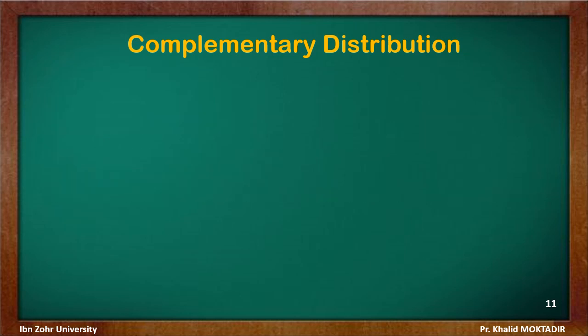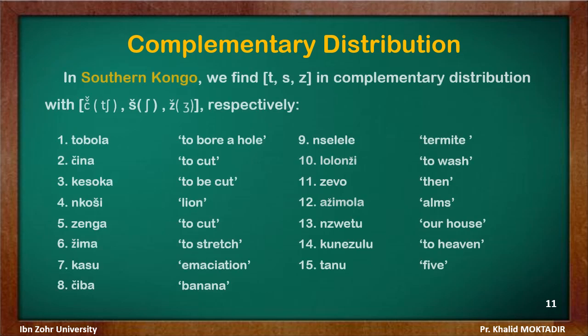Now, here is a detailed example of how we go about solving a problem on complementary distribution. We're taking the example from Southern Congo, and we can see that the alveolar consonants t, s, and z are in complementary distribution with ch, sh, and j. That is, t with ch, s with sh, and z with j. Now take your time. You might want to pause the video and look at the data carefully before you move on.